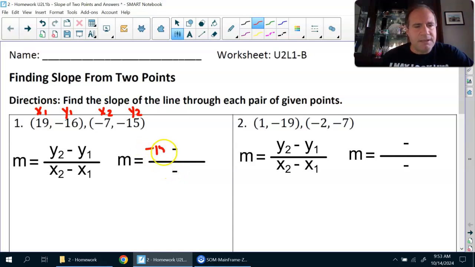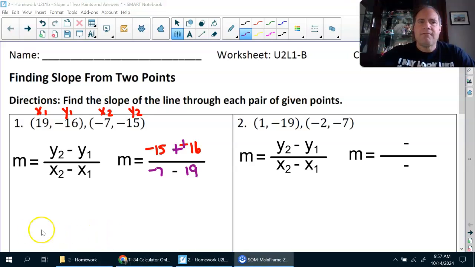This is negative 15 because that's y2 from the slope formula, and then negative 16 is y1. y2 minus y1, you see a double negative. This is minus a negative. Just go ahead and make them positives. That's keep, change, change. The calculator will do it if you don't, but if you see a minus and a negative, just get it in your head that you should change it to a positive. So x2 is negative 7, and then x1 is 19.